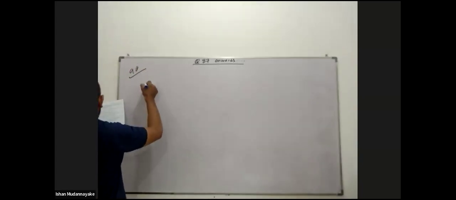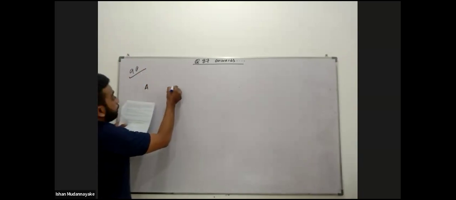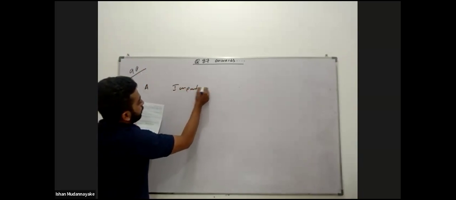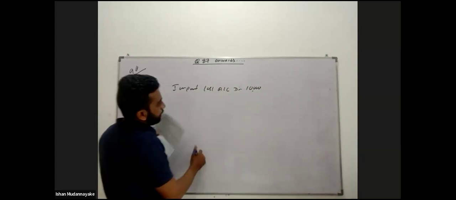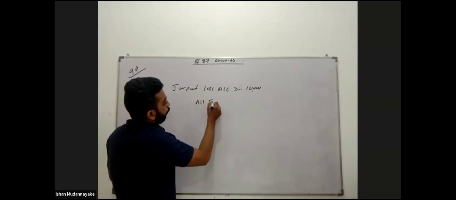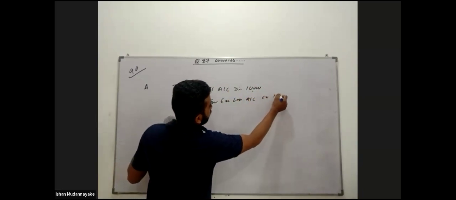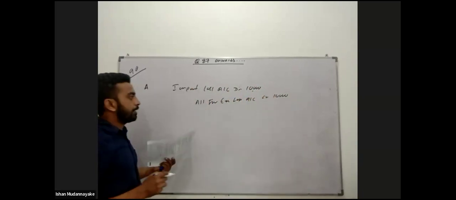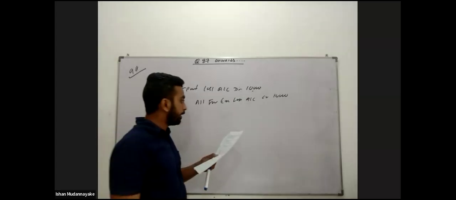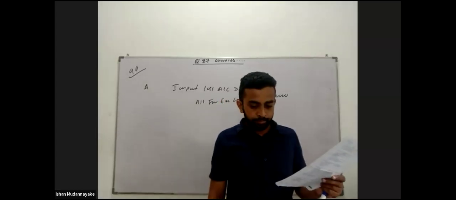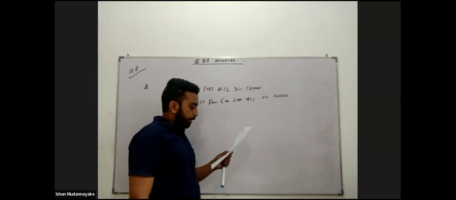Now, how to write the double entry for question 90? Impairment loss account debit how much? Debit 10,000. Allowance for expected loss account credit 10,000. Right. Double entry for the first one.